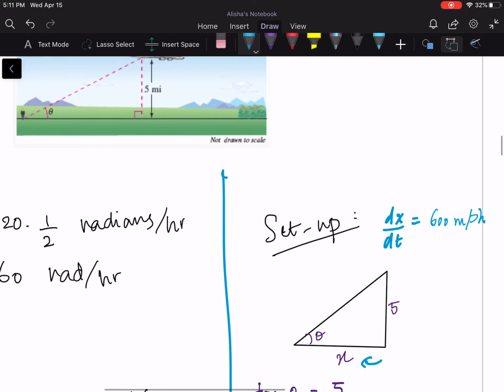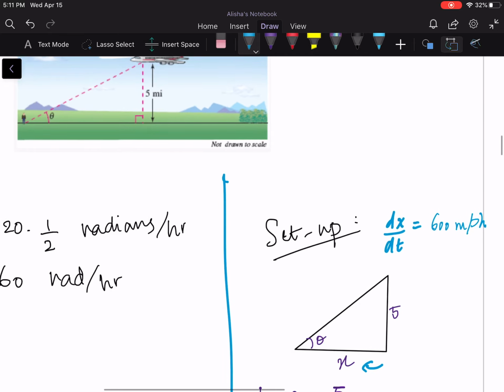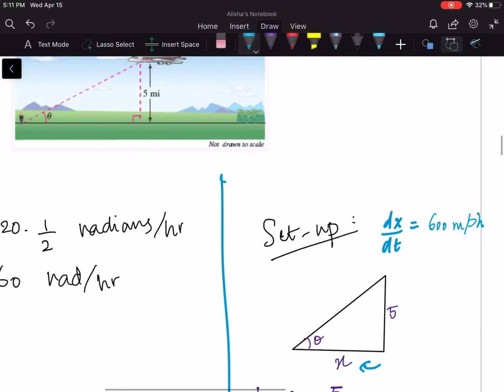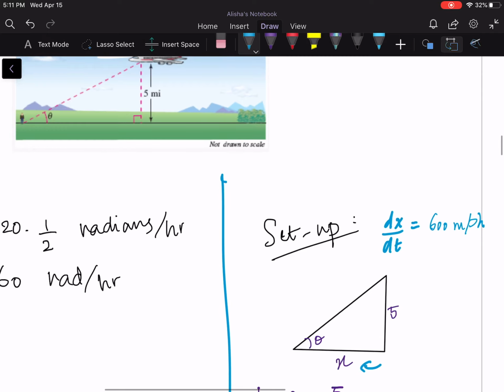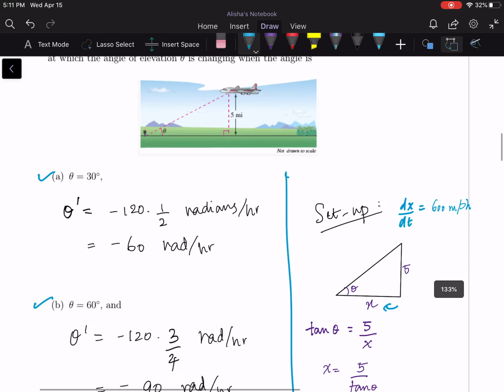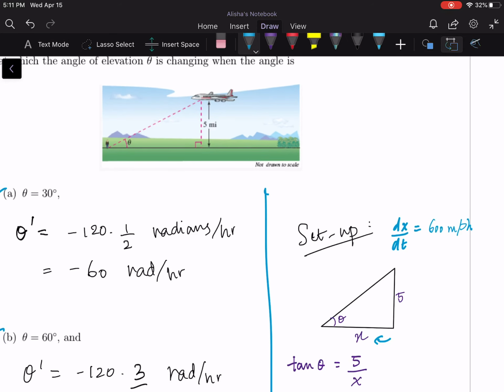Okay, and now comes the time to relate all these three quantities that we have, because this is a related rates problem, right? We know the rate at which x is changing. We want to figure out the rate at which theta is changing. And so let's write down a relation between these three quantities, and we know that tan theta must be 5 over x.